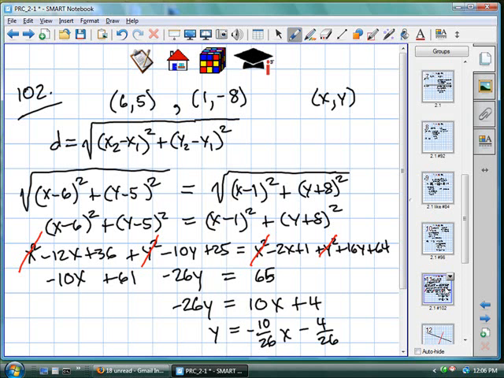Okay, let's take a look at number 102. Number 102 says find a relationship between x and y such that x comma y is equidistant from the 2 points. So in other words, they gave you 2 points, and I'm going to just make a quick sketch up here. They want you to find all these x, y points that are equidistant.